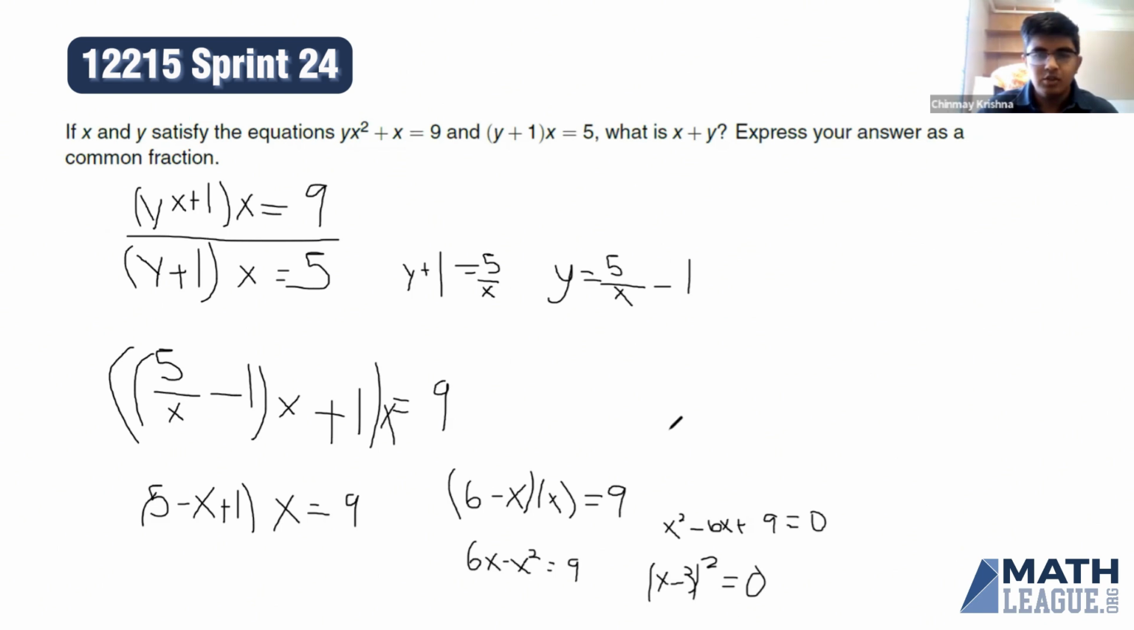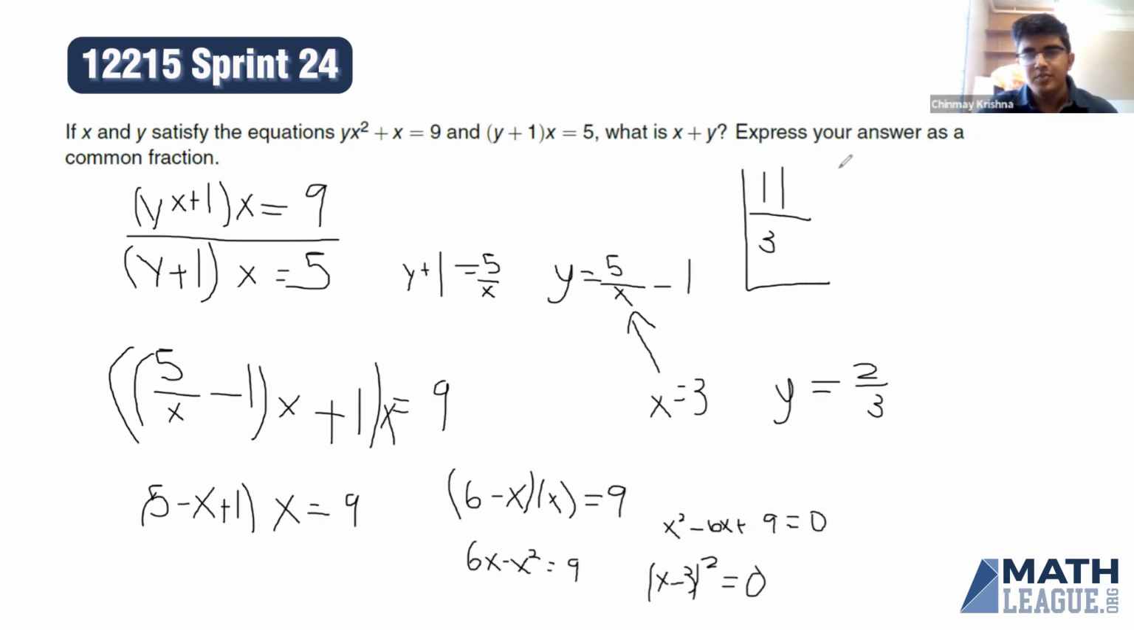So we have that x equals 3, and then we can plug that into this equation here to find that y is equal to 5 divided by 3 minus 1. So 5/3 minus 3/3 is 2/3. So we found that y is equal to 2/3. And now that we found x and y, we can find the value of x plus y, which is what the question is asking for. So 3 is equal to 9/3, plus 2/3 would be 11/3. And that would be our answer to the question.